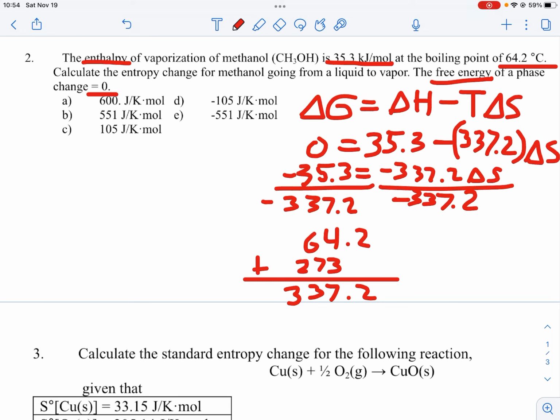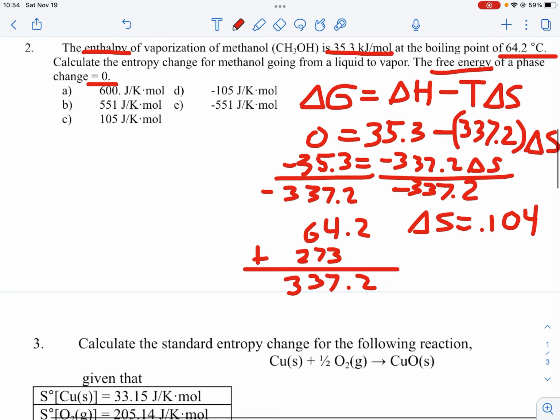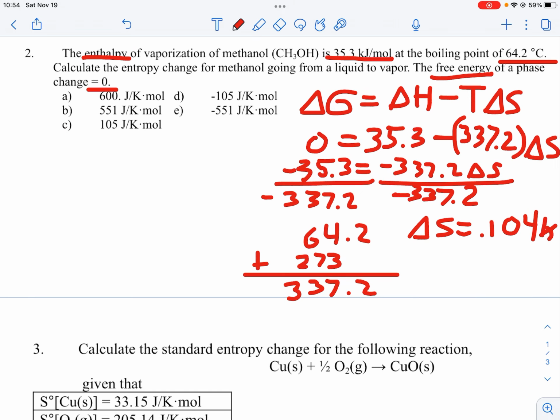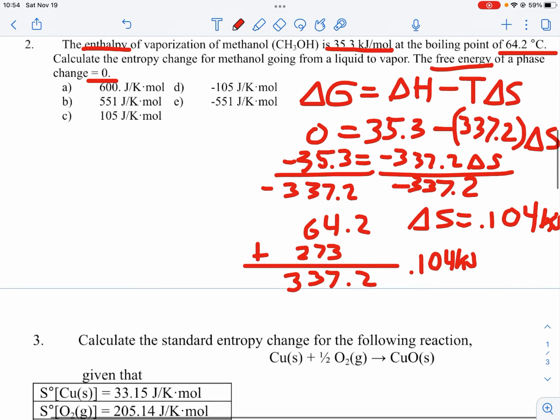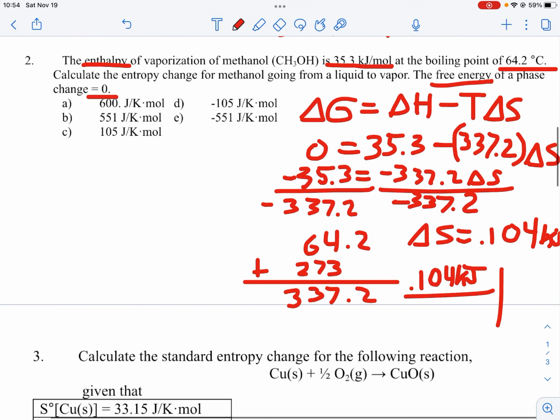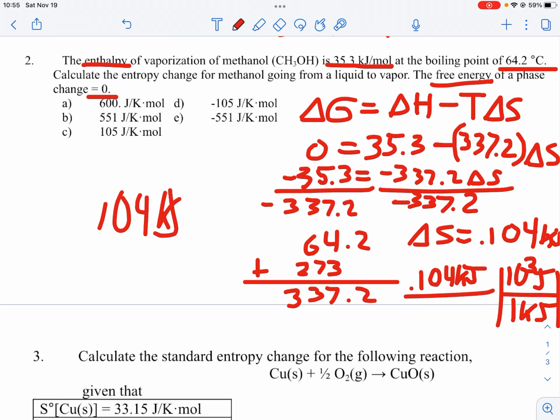And we end up getting delta S equals 0.104. But here's the main thing you have to remember with this equation. With it equaling 0.104, that is in kilojoules. Delta S always must be in joules. So we just do a simple conversion: 1 kilojoule for every 10 to the third joules. And we end up getting 104 joules, which is about that.